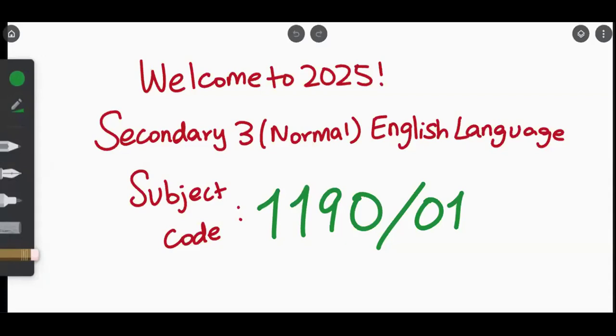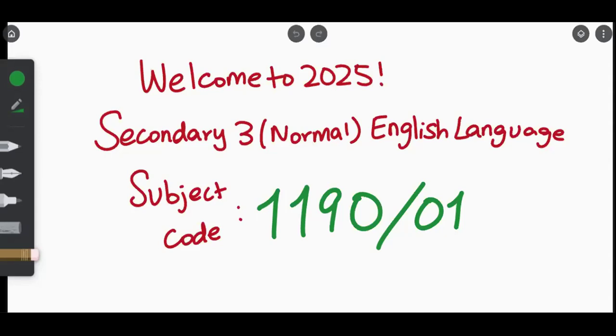Welcome to 2025. A very brand new set of year. Secondary 3 normal English language, subject code 119001. If you are not in the correct stream, either you're Secondary 3 Express or an IP student, please watch my other friends' streams. They will cover everything you need to know about the Express stream.